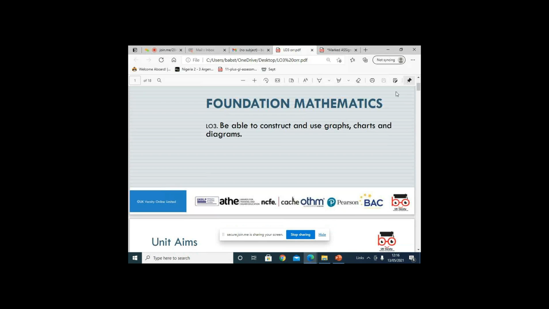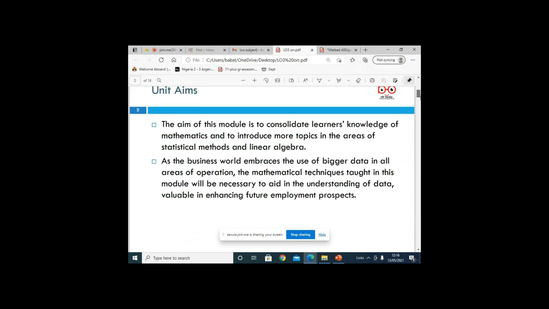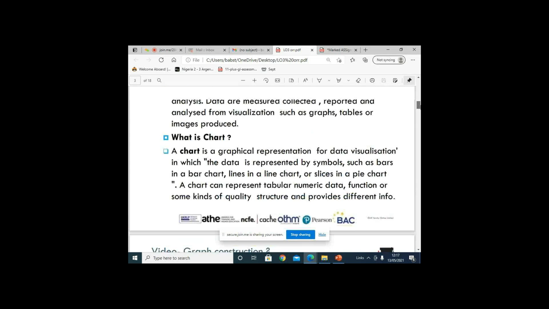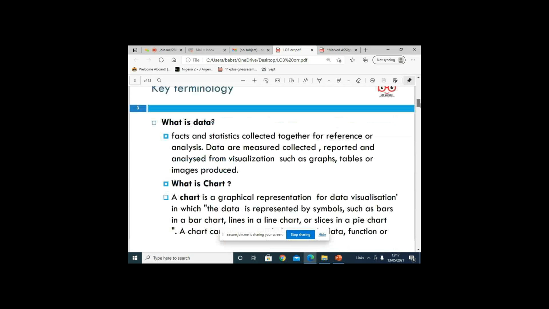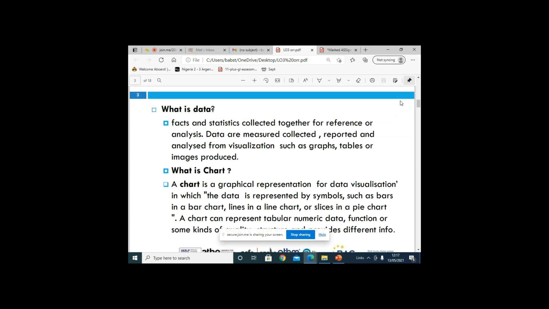So let's start with this. The learning outcome today is to construct graphs, charts, and diagrams. That's actually what we are going to do today. So the key terms today. The data.